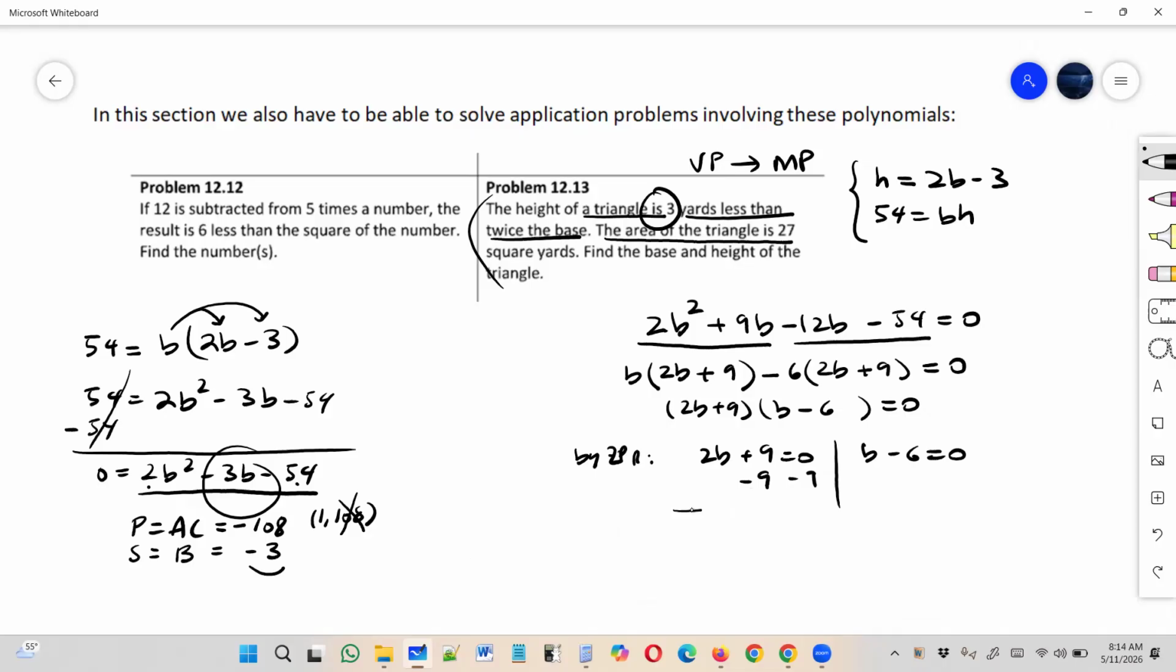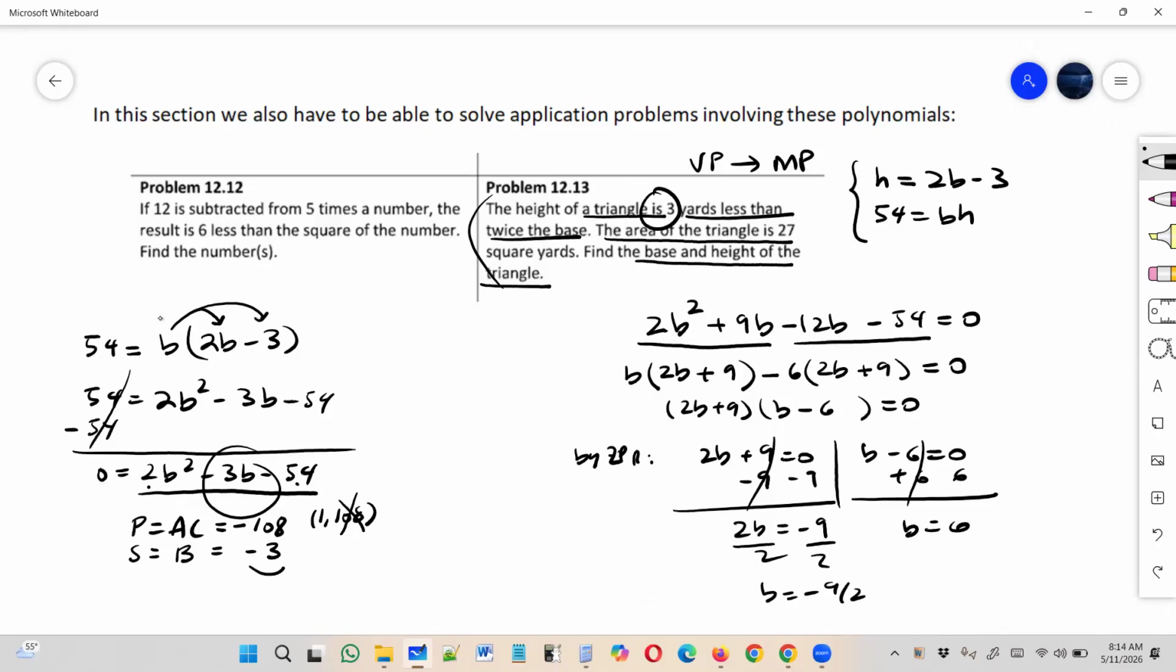Minus 9 on both sides. Divide everything by 2. Now, there's something very important here. This is one answer, and the second one is just plus 6 on both sides. Now, here's the question. Find the base and the height of the triangle. Now, notice that your equation here is in terms of b, the base. On the exam, you have to find these two answers. But take a look at this guy.